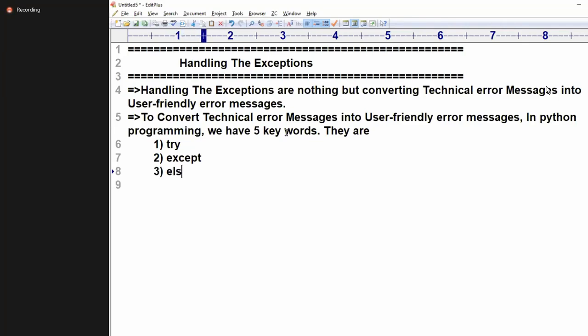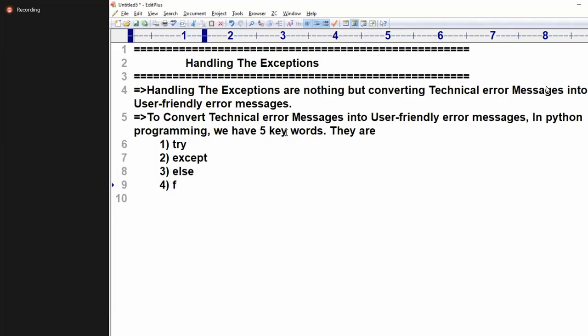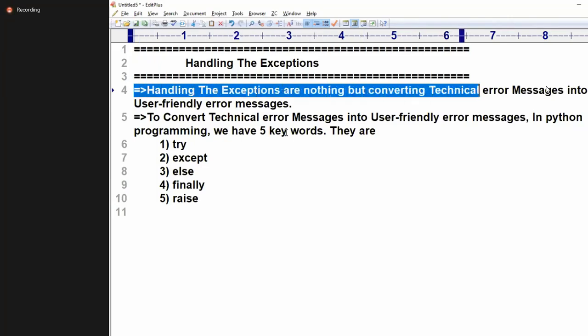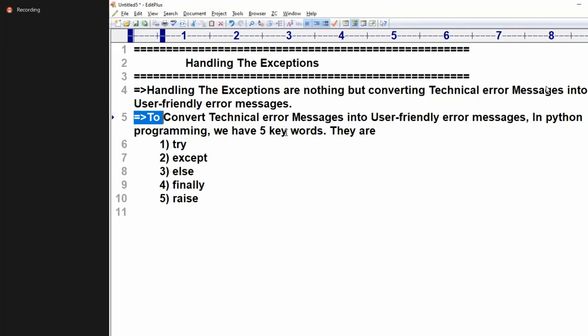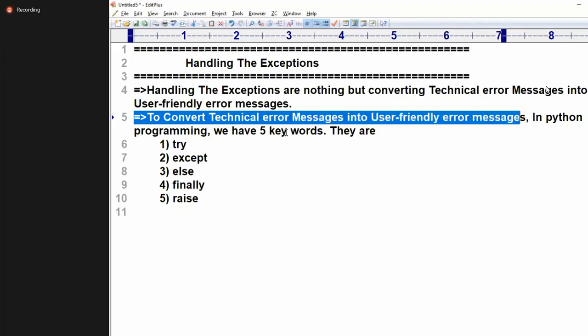What do you mean by handling the exception? Handling the exceptions is nothing but converting the technical error messages into user-friendly error messages. To do this type of conversion, in Python programming, we have five keywords. Number one, try. Try is a keyword, we will explain what a try is. Next we will go for except, next else, next finally, and next is called raise.